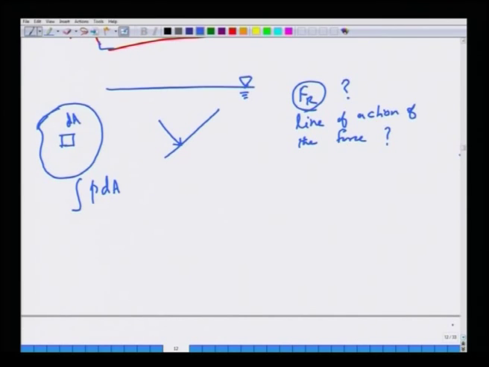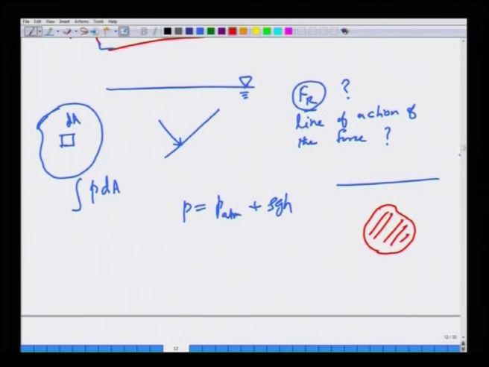The next application of this simple formula, that P is P atmosphere plus rho g h, was to calculate the force on a submerged object. Suppose you have a solid object that is submerged in a fluid, and this is atmospheric pressure. Because gravity is acting in this direction, the pressure on this side will be smaller than the pressure on this side, because of this column of liquid that increases the pressure by rho g h.